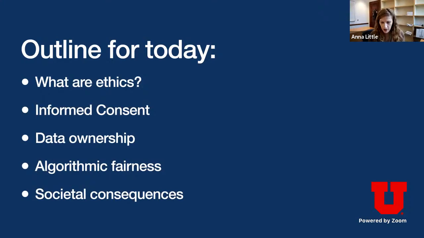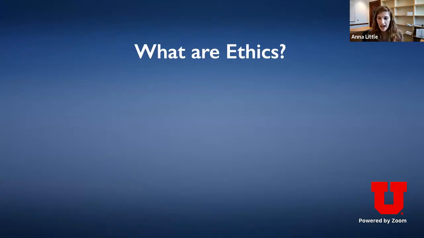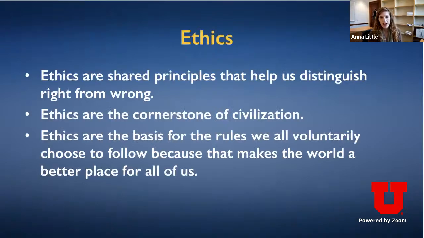Okay, so first of all, when we're talking about the ethics of data science, well, what are ethics? How do we define that even in the first place? Well, ethics are generally shared principles that help us distinguish right from wrong, and really a cornerstone of civilization. Without people sort of agreeing upon some notion of ethics, it would be very difficult for civilization to function. And so they're the basis for the rules that we all voluntarily choose to follow in order to make the world a better place for all of us.